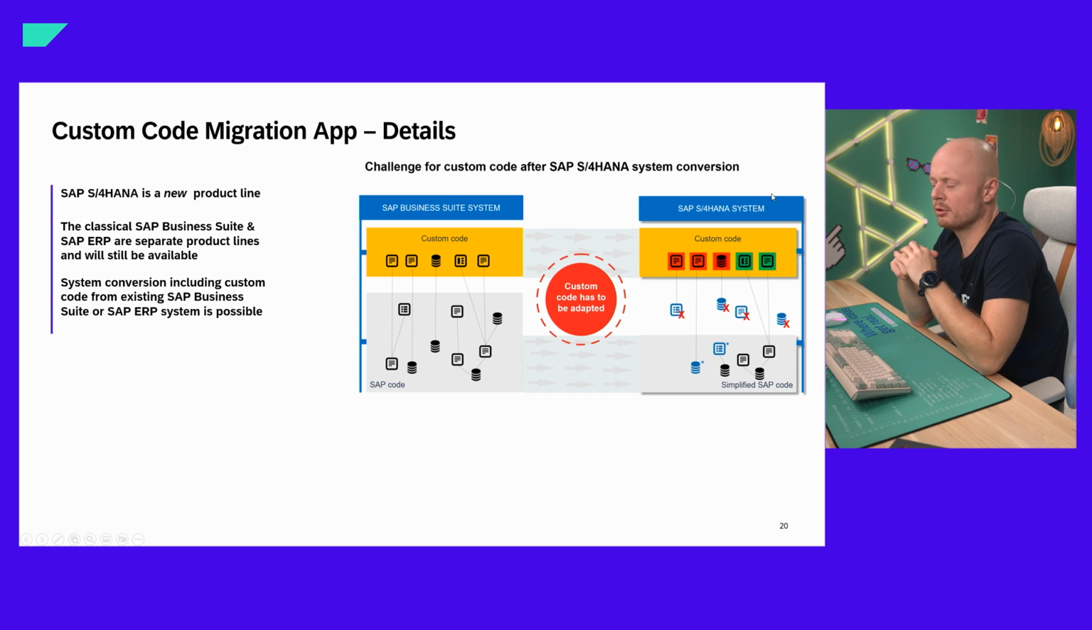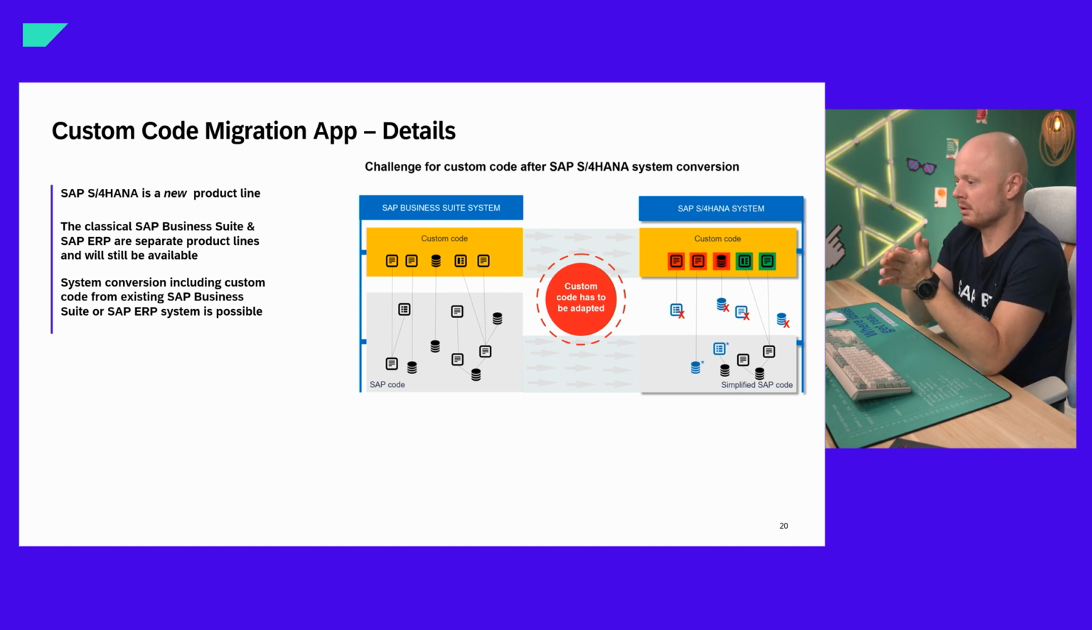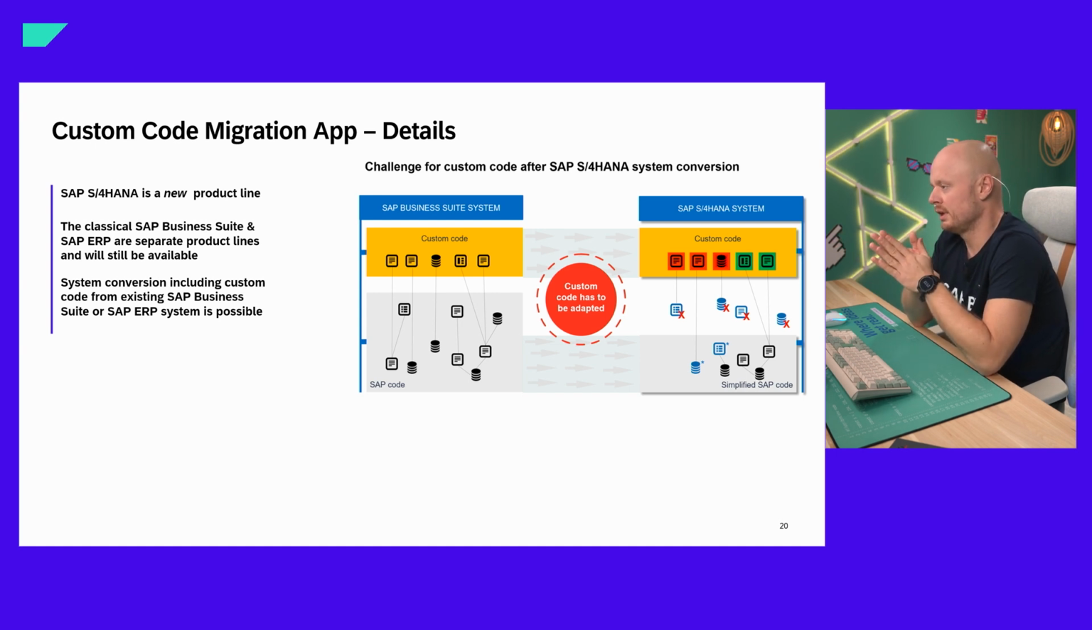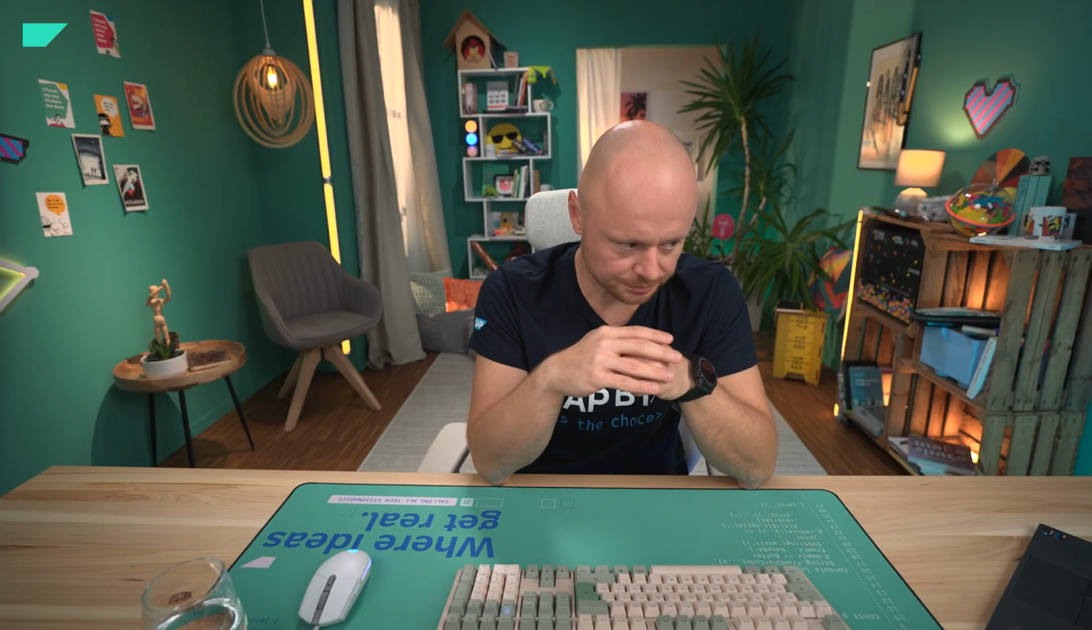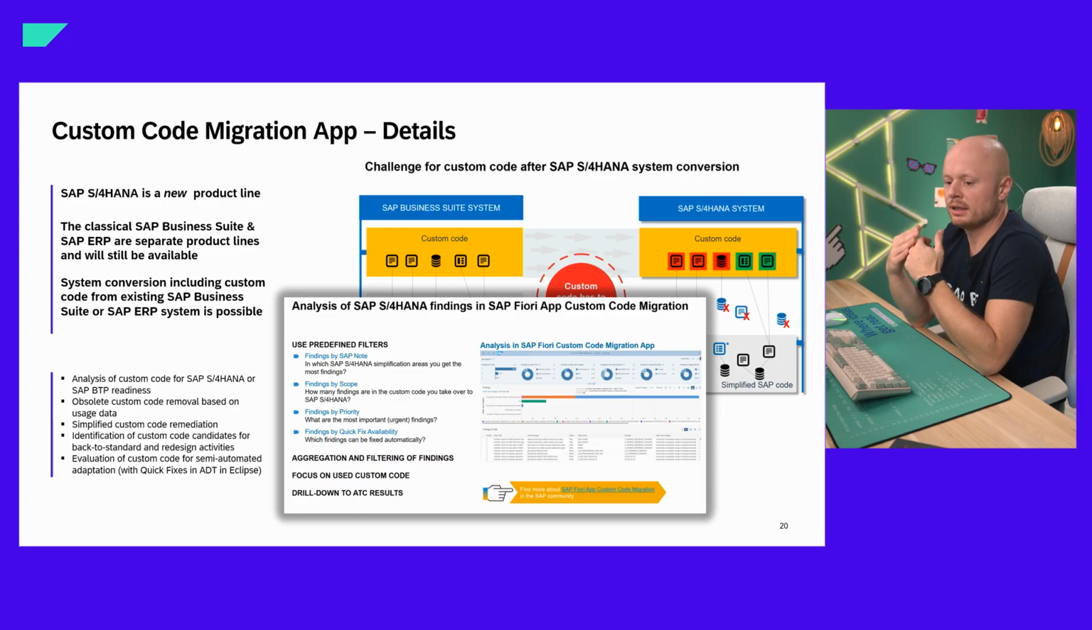So at the end, what is the custom code migration app doing? The system conversion is, technically seen, a conversion from an old code line to a newer code line. This means if you have custom code in place, it's quite likely, due to simplified SAP code, that the custom code is not working anymore. And there, the custom code migration app comes into the game. It's analyzing the custom code that you have, and it's then giving you the information which of this custom code is redundant, has not been used even in the past.